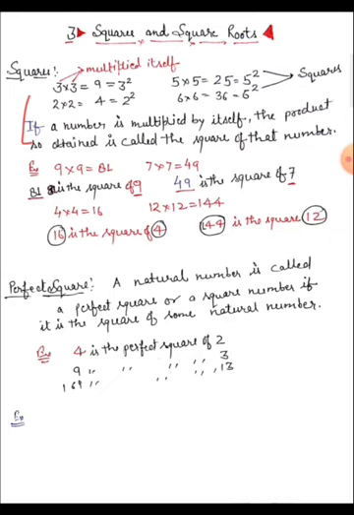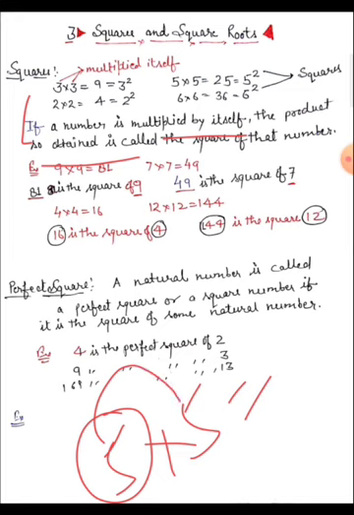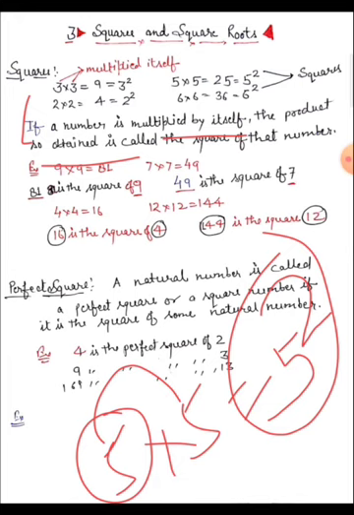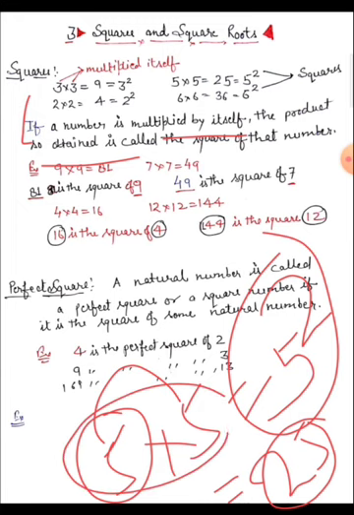If a number is multiplied by itself, the product so obtained is called the square of that number. For example, 5 multiplied by 5. What is the number here? It is 5, and how many times is it multiplied? 2 times. So we write 5 raised to the power 2, and this is the square. 5 fives are 25, so 25 is the square of 5. When you multiply a number by itself 2 times, the product obtained is called the square of that number.